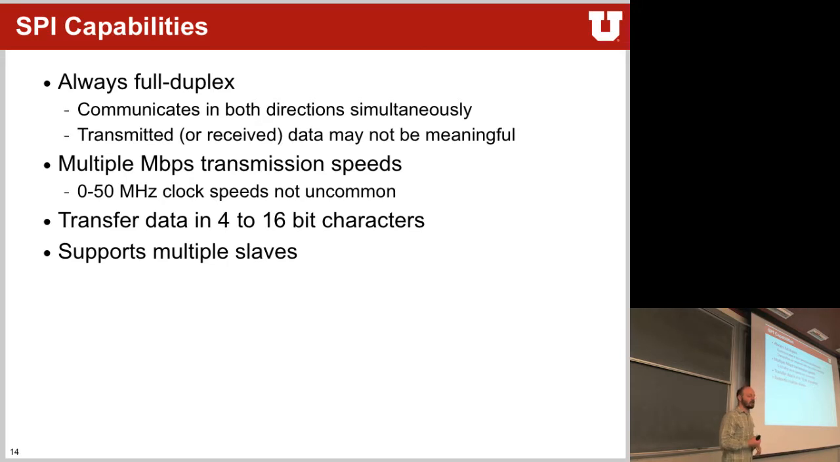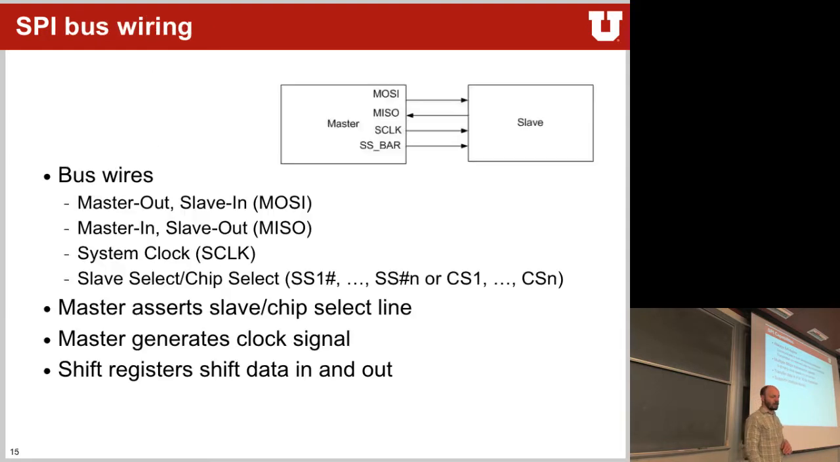It can have multiple megabits per second. So clock rates can go from 0 up to like 50 or 80 megahertz, which is not too uncommon. The transfer can have 4 to 16 bits. Usually you have 8 bits, but sometimes you have more. And it supports multiple slaves. The wiring is 4 wires per slave that you have.